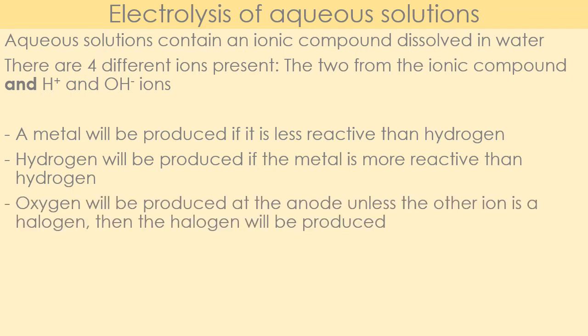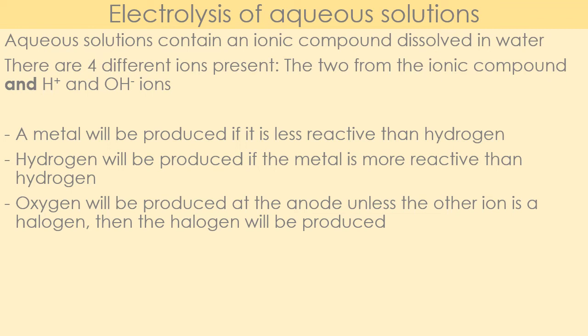And then for our non-metal, we get oxygen being produced. We get that from the hydroxide ion, unless the other ion is a halogen. So that's our fluorines, chlorine, bromines, iodines, all of those group 7 ones. Then the halogen will be produced.